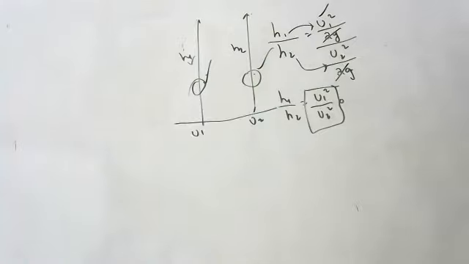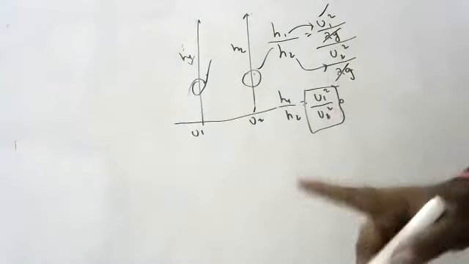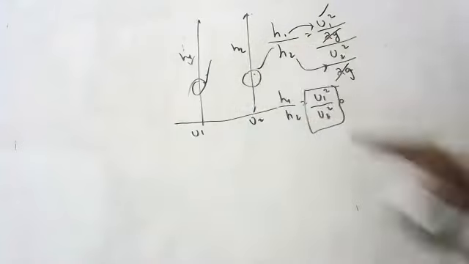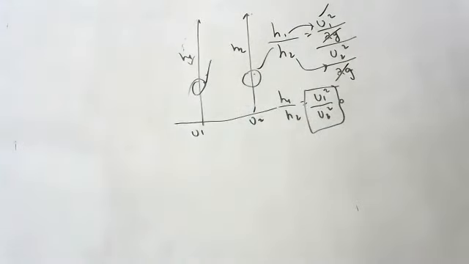Okay, children. So what is the ratio? U1 square by U2 square is the ratio of the heights attained by both the bodies, in a particular place.